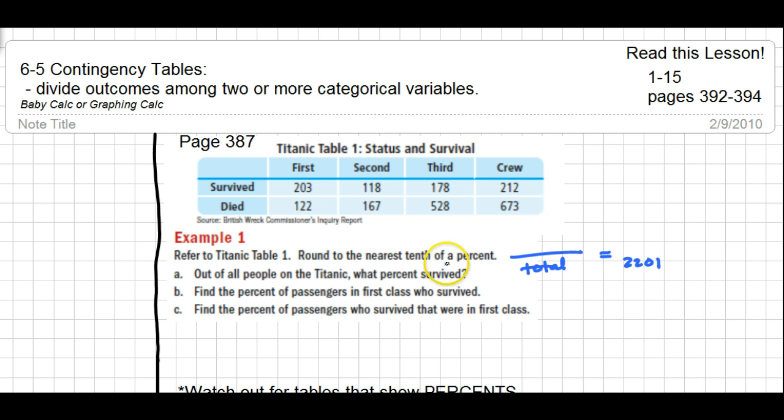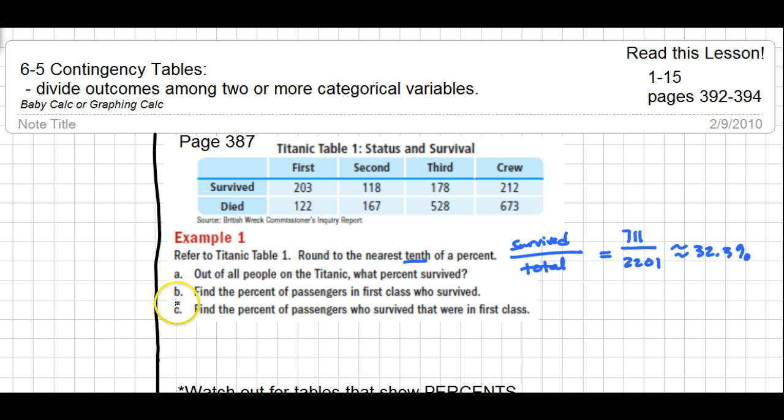And then the number of people that survived. So that would be the total number of people that survived. So that would be the top row here. We would need the total for that. And so when you do that, you get 711. Then when you divide, just make sure you do top divided by bottom. It does ask us to round to the 10th. So when you divide there, you should get 32.3%.